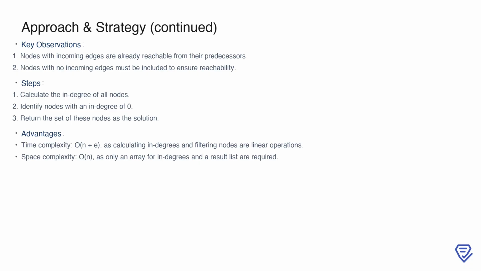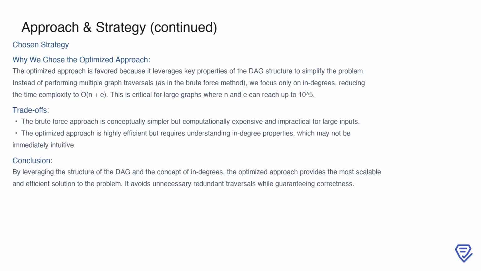This approach has clear advantages. The time complexity is reduced to n plus e, as calculating indegrees and filtering nodes are both linear operations. The space complexity is also efficient, requiring only an array to store indegrees and a result list to hold the nodes with 0 indegree. This makes the solution both scalable and efficient. The optimized approach is ultimately the better choice because it leverages the inherent properties of the DAG structure to significantly simplify the problem.